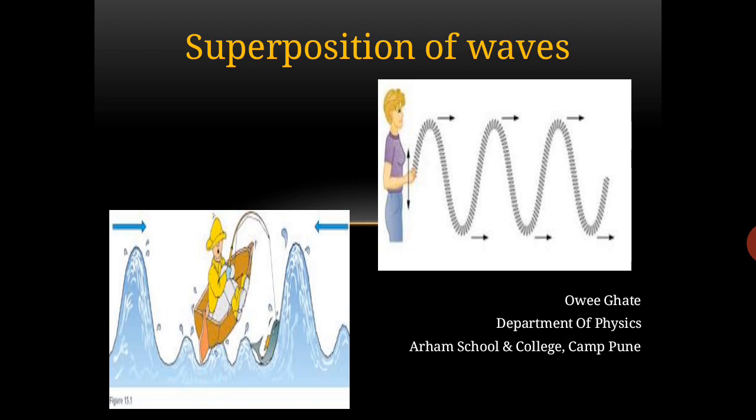In our last video we have seen various types of waves, superposition of waves, standing waves, its principle and some examples. Today we are going somewhat deeper to understand the harmonics and overtones and their relationship. So let's move.